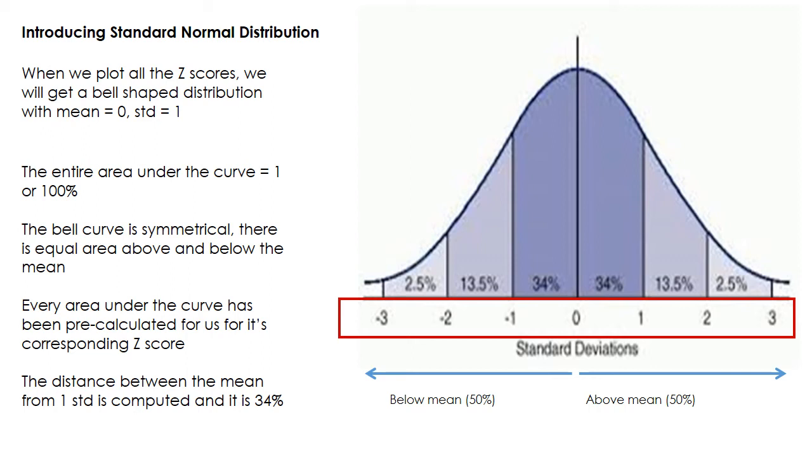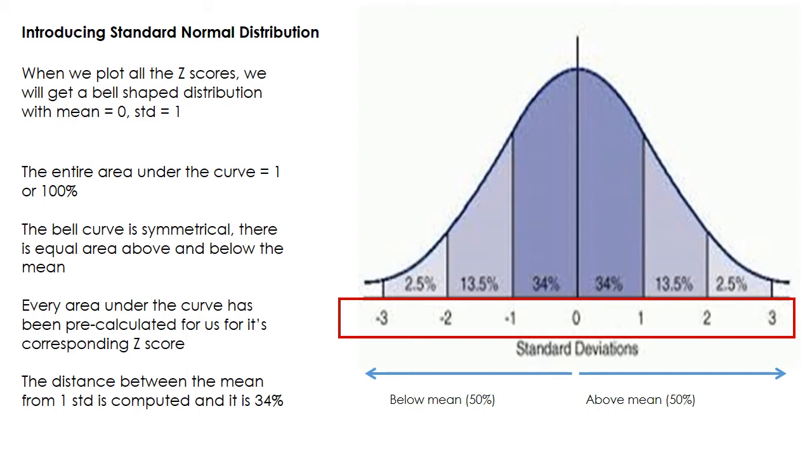So it becomes 34%. So the distance between the mean and one standard deviation is computed as 34%. From 1 to 2 is going to be 13.5%. So if you want to say from 0 to 2, then the area will be 34 plus 13.5. So when you add all these areas above the mean, it will give you 50%. So 34 plus 13.5 plus 2.5, you'll get 50%.